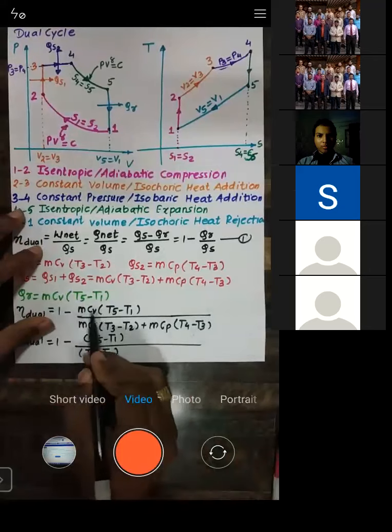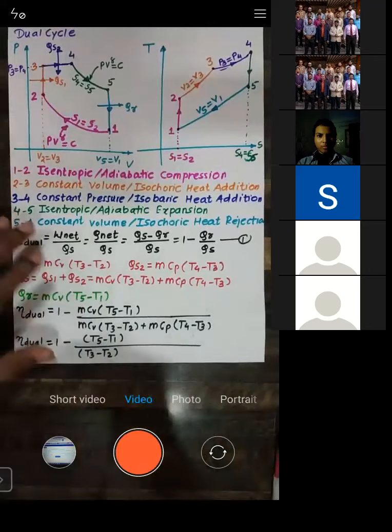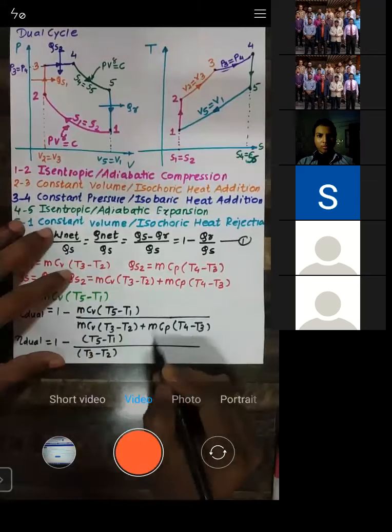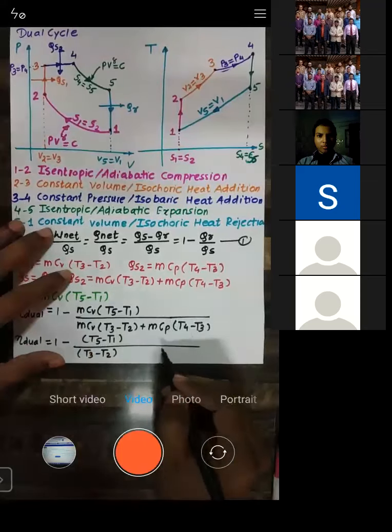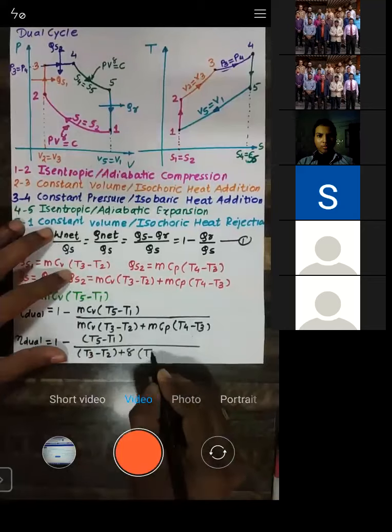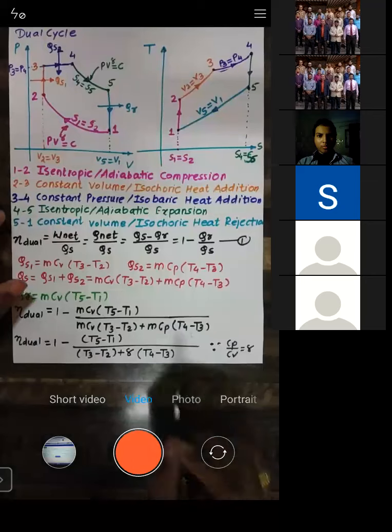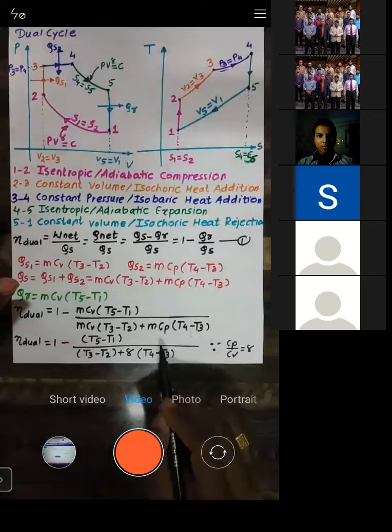See, I will divide by mCV. So mCV gets cancelled. Here again, mCV gets cancelled. Here, m gets cancelled. What is remaining is CP by CV, right? And CP by CV is called gamma, into T4 minus T3. If you want, I will write down that CP by CV is called gamma. When we divide by mCV, what remains is CP by CV, which is gamma.